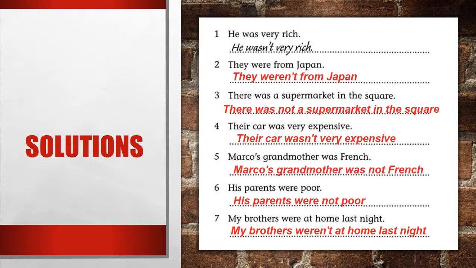Again, I insist that you can use contractions if you want to, or you can just omit them altogether, and you can have sentences like this. They weren't from Japan, there was not a supermarket, their car wasn't expensive, etc. Right? So hopefully your answers look like this.